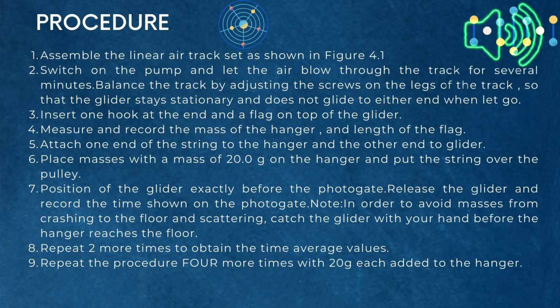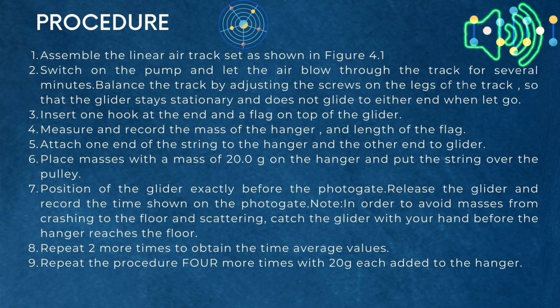Procedure 3 is to insert one hook at the end and a flag on top of the glider. Number 4 is to measure and record the mass of the hanger and the length of the flag. Procedure 5 is to attach one end of the string to the hanger and the other end to the glider. Number 6 is to place masses of 20 grams on the hanger and put the string over the pulley.